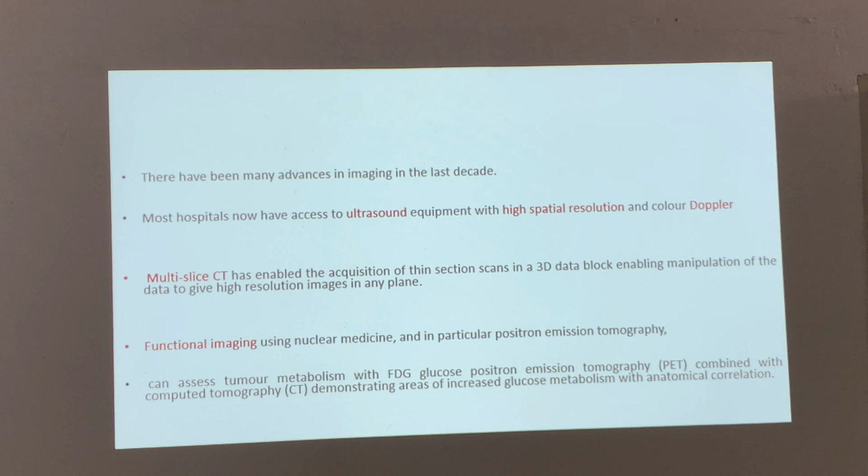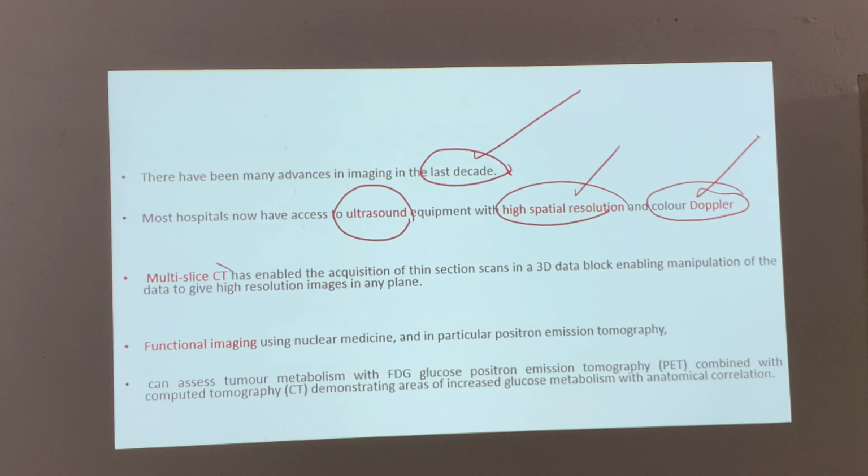As we know, we are using ultrasonography with a high spatial resolution, and along with it we are also using the color Doppler. This is one important development that occurred. Along with this, the multi-slice CT scanner helps in acquisition of scans with a 3D data block. It helps in the manipulation of high resolution images. Number one, high resolution images. Number two, in any plane. So any plane can be observed with this multi-slice CT scan.